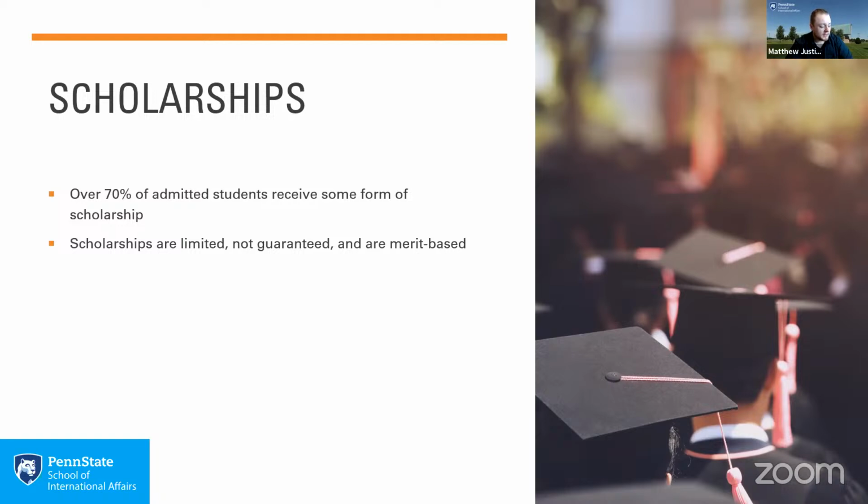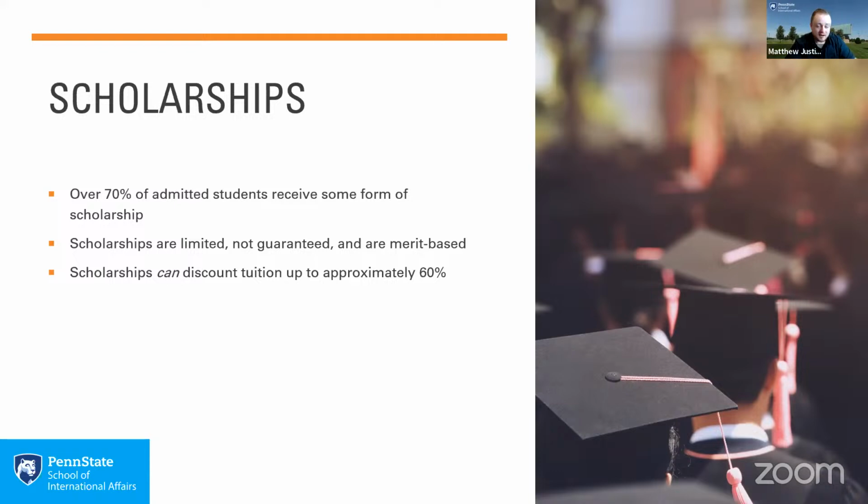Scholarships are limited, they're not guaranteed, and they're completely based on the merit of your application. We can't guarantee any scholarship for any student, and we can't say in a preliminary review if you're eligible for any scholarships. Due to the holistic nature of our review process, we need to see an entire application, and after the review, we can determine the level of scholarship that you deserve based on the quality of your application.